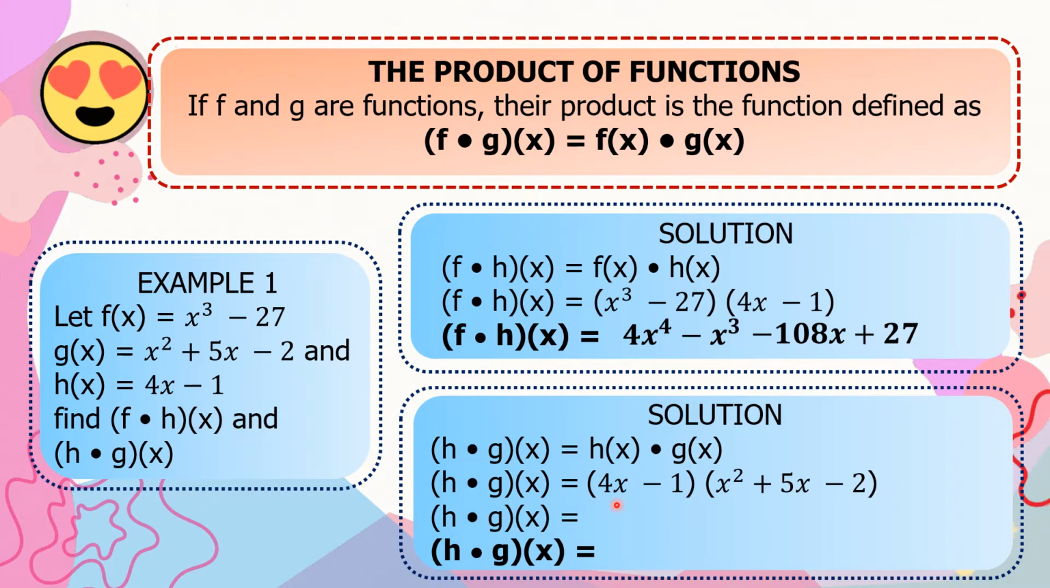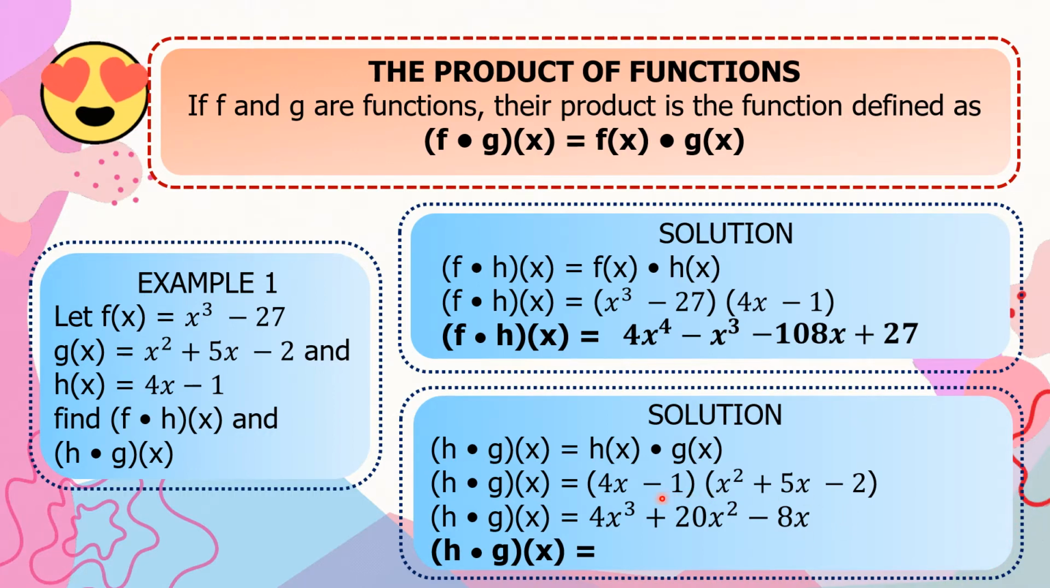Now, let's multiply 4x minus 1 sa x squared plus 5x minus 2. Unahin natin yung 4x na i-multiply sa x squared plus 5x minus 2. So, 4x times x squared is 4x cubed. Then, 4x ulit times 5x is equal to positive 20x squared. And 4x times negative 2 is equal to negative 8x.